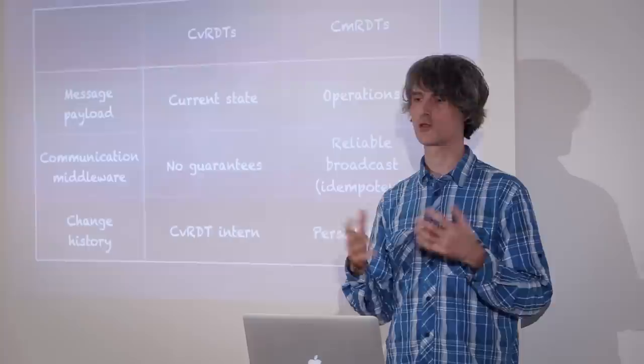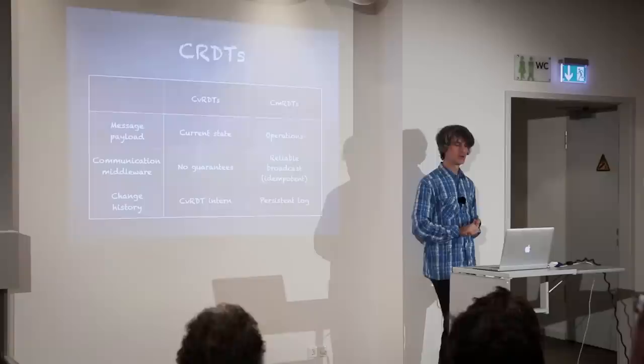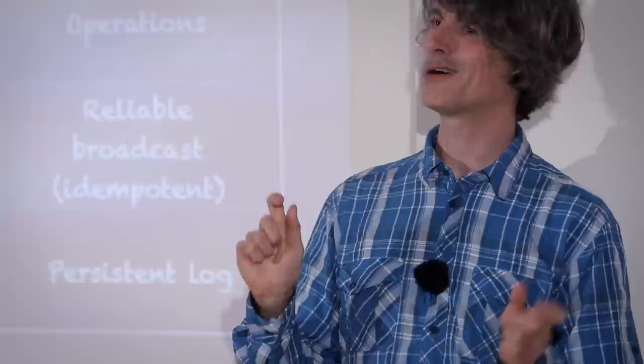For example, if the CRDT is a set containing thousands of elements, you always have to send the whole set to all the replicas to inform others about the update. In contrast, operation-based CRDTs only send the changes, so they are the operations. When you use a set as an example, then an add operation is sent or a remove operation is sent, so they are much smaller.